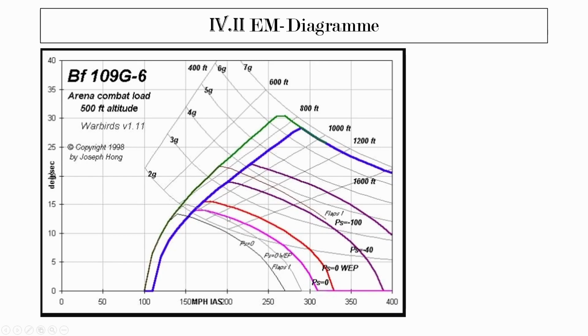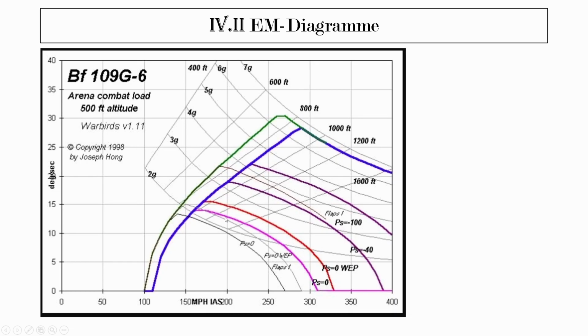That's here, and we cannot increase our load factor further while still being energy neutral. Only if we were to engage our war emergency power. As you can see, we can go up to about 1.5, 1.6 maybe Gs at 200 miles an hour, and would also get a higher turn rate.